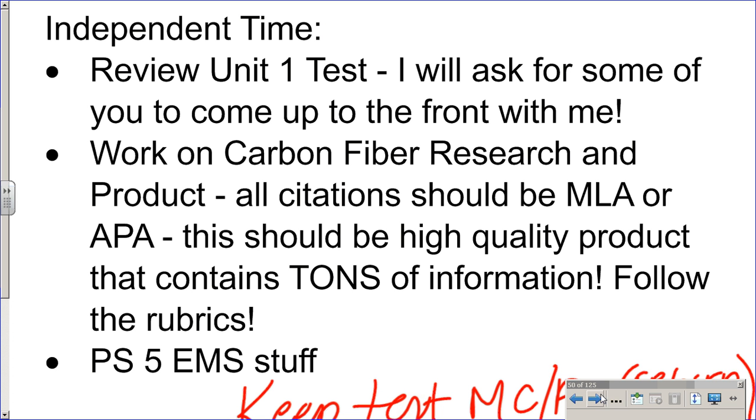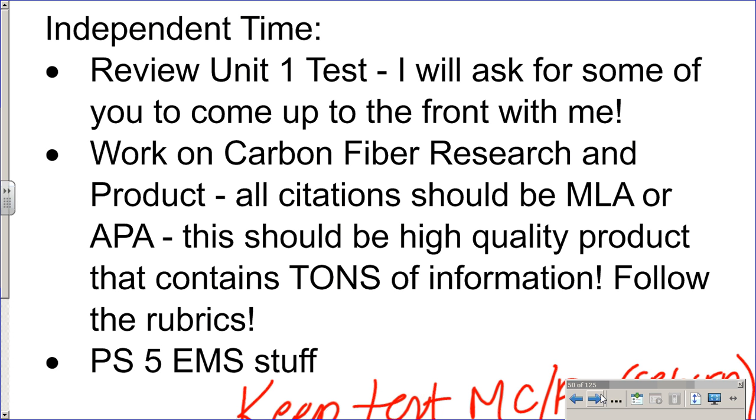And then after that, if you ask me some questions, you are required to look at your test for 5 minutes. I did have somebody make 103. I understand that person will look at it for about 5 seconds. But that's okay. Work on the carbon fiber research, and I'll answer questions there. And if you need some help with citations, APA or MLA, I don't care, I'll help you there. And then after that, if you have some time, work on your Problem Set 5.